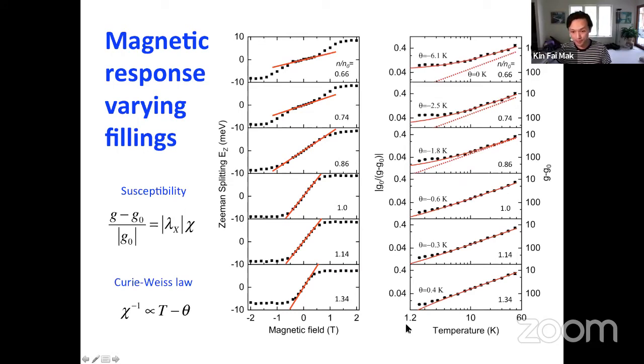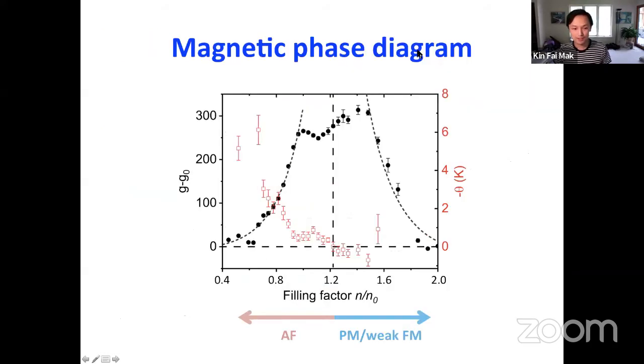And here is the Curie-Weiss fit for the temperature-dependent magnetic susceptibility of the system at varying filling factors. And you can see that for filling factor below 1 in the system, this dashed line here is the perfect paramagnetic behavior that you would expect. And 1 over susceptibility in this case is bigger than what you would expect for a paramagnetic system. That would only mean that the system is antiferromagnetically interacting. Okay, and here I just summarize all the data obtained from this fit.